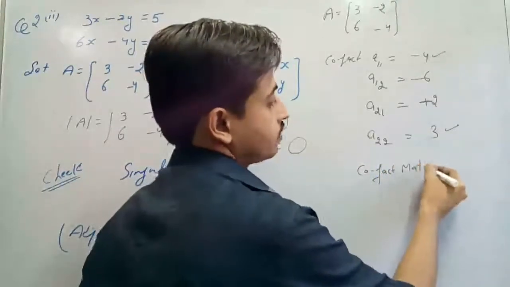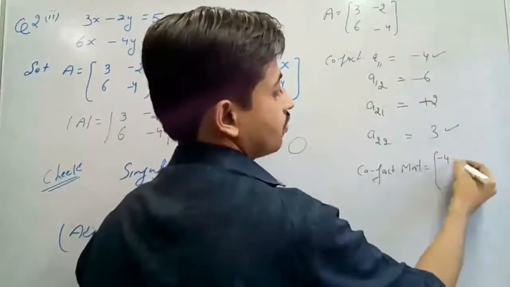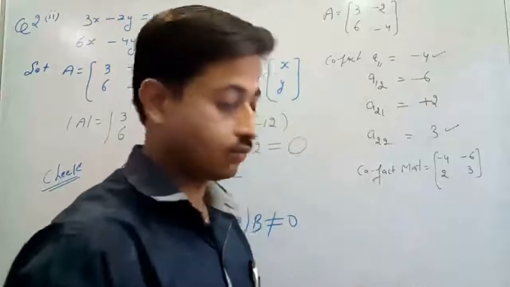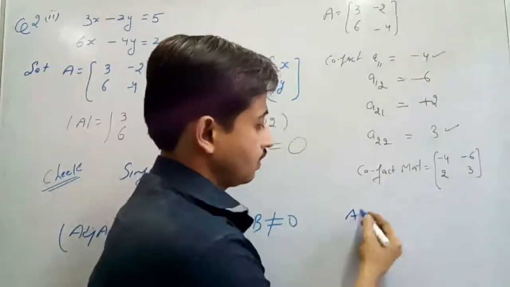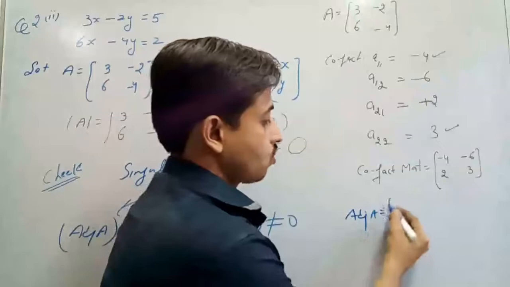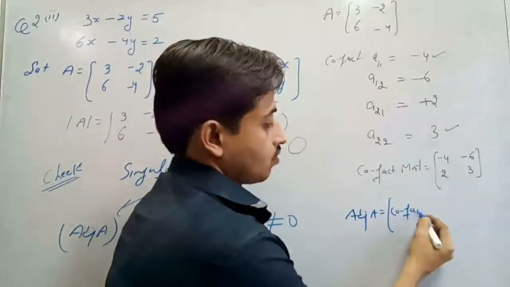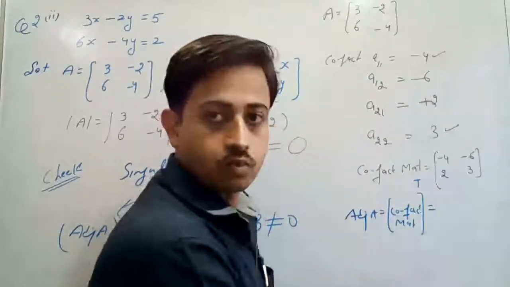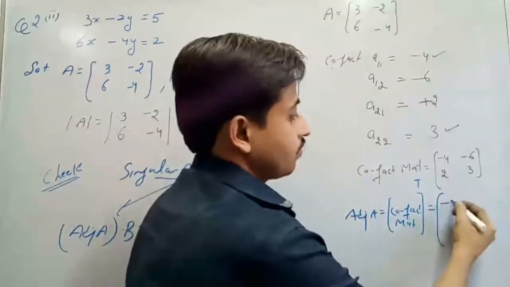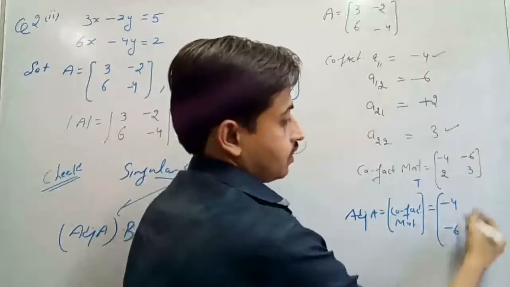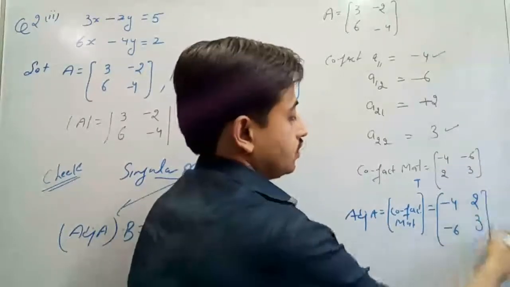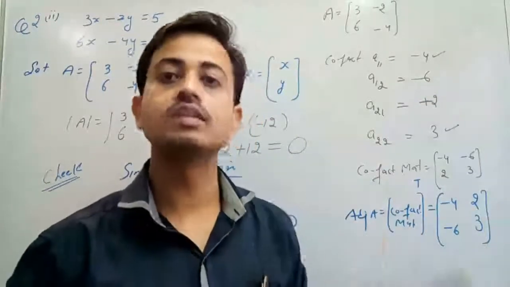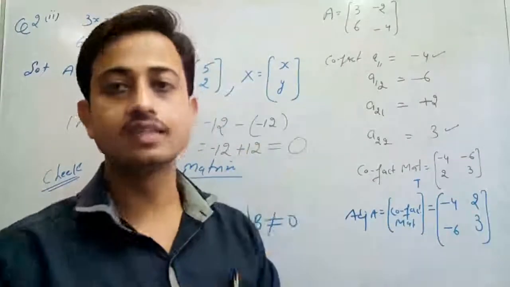So we get cofactor matrix. What is cofactor matrix? Minus 4, minus 6, plus 2 and 3. Now we have to calculate the adjoint. Adjoint is the cofactor matrix; we take transpose. So what we will get? We get minus 4 and minus 6, 2 and 3. This is adjoint of A. Now we have to multiply it with B. So please take a screenshot.